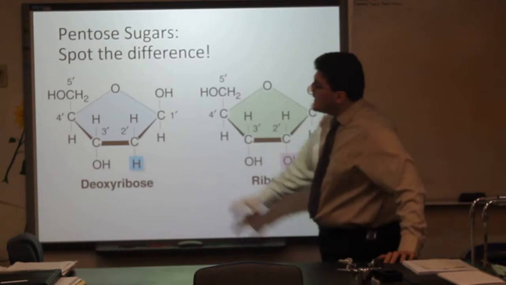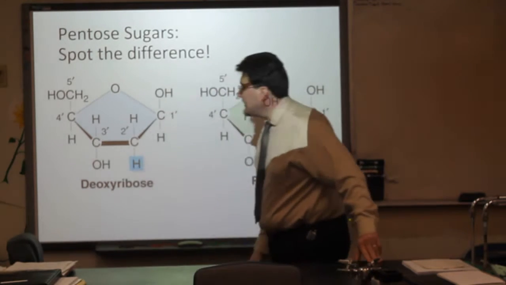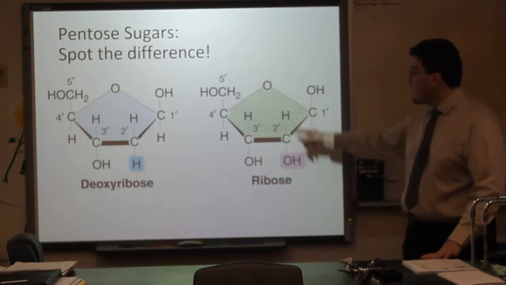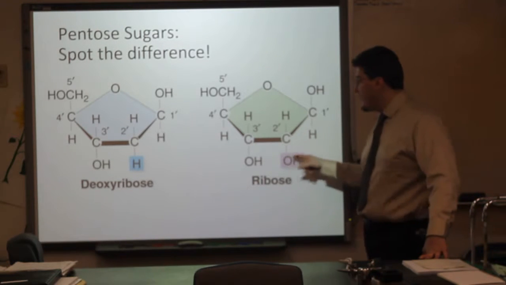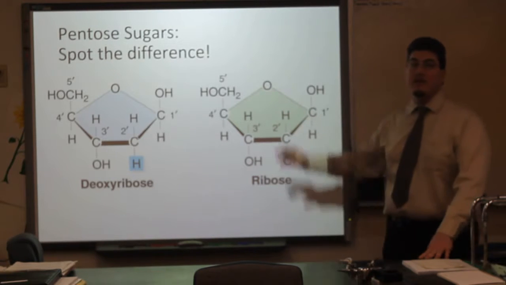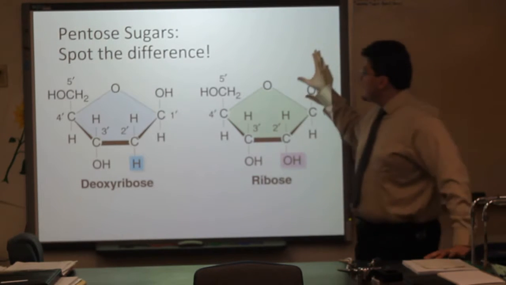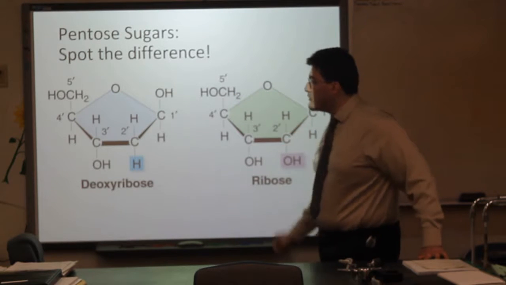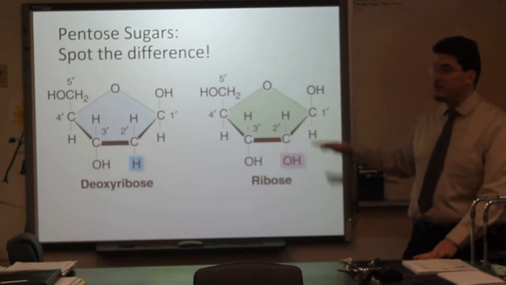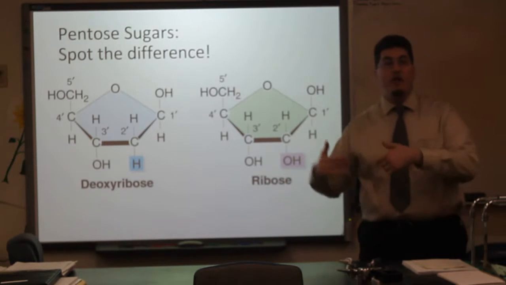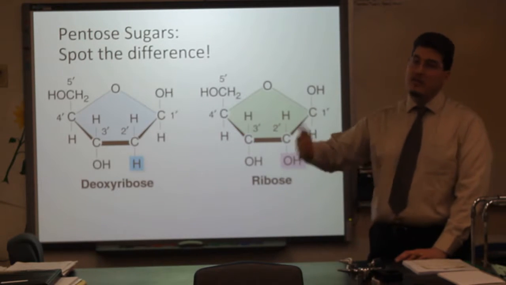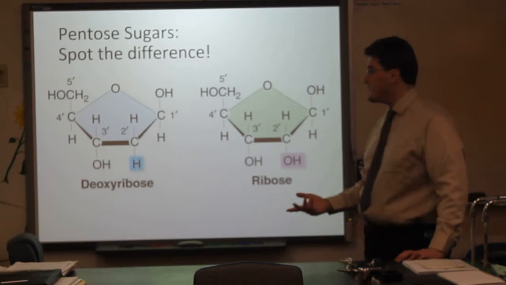The difference here is that deoxyribose, deoxy, is lacking in oxygen on the 2' carbon compared to ribose, which has a hydroxyl group, an OH group, at the 2' carbon. So this is the only difference between these two pentose sugars. 2' hydroxyl group on the ribose sugar, 2' hydrogen on the deoxyribose sugar. That is the only difference. This difference results in increased stability of the deoxyribose molecule and allows it to form into these double helix structures.